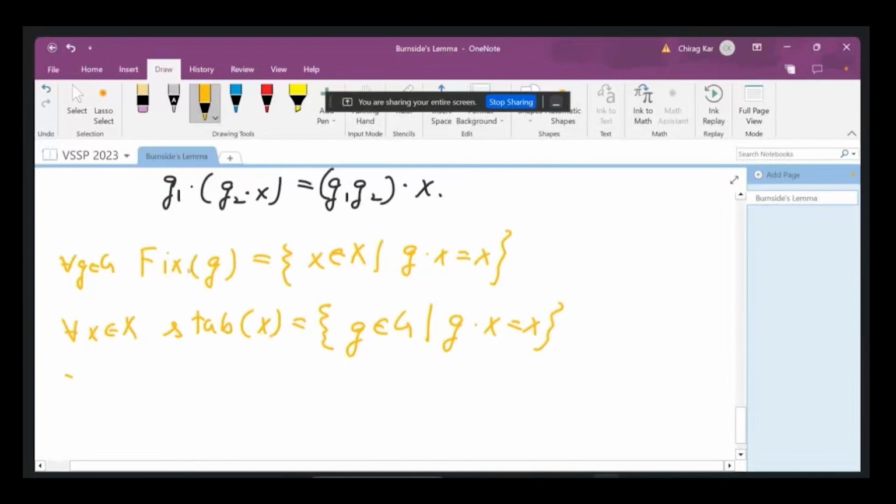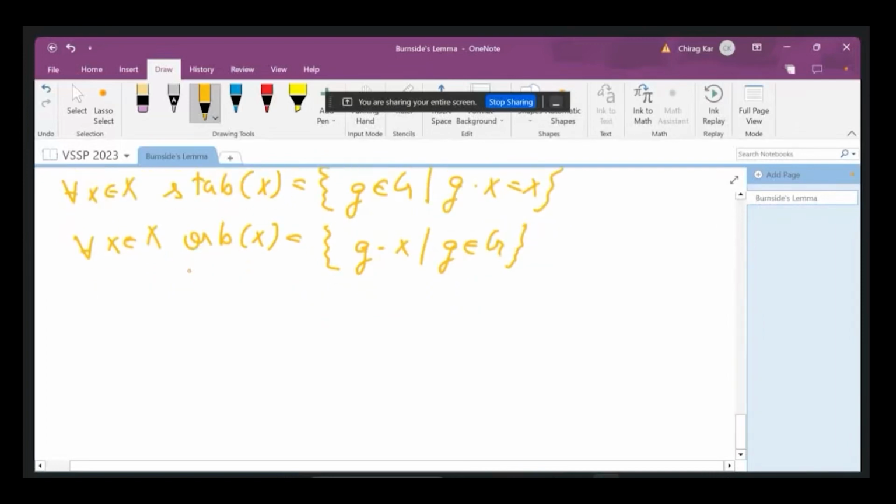And in a similar vein, we also look at something called the orbit of X. The orbit of X is actually quite interesting, and this is how we define it. It is basically G dot X. We just look at where X can go under this action. So we look at all G dot X such that G belongs to G.